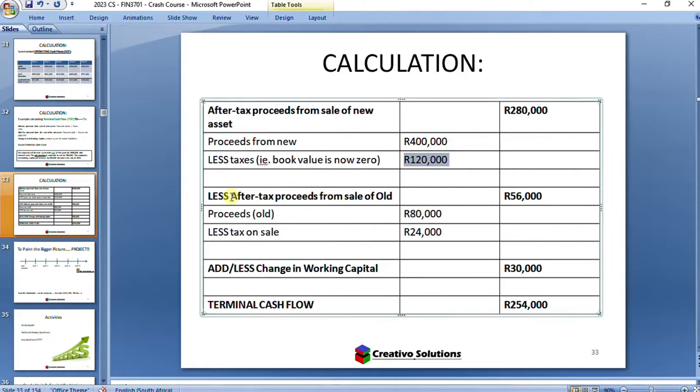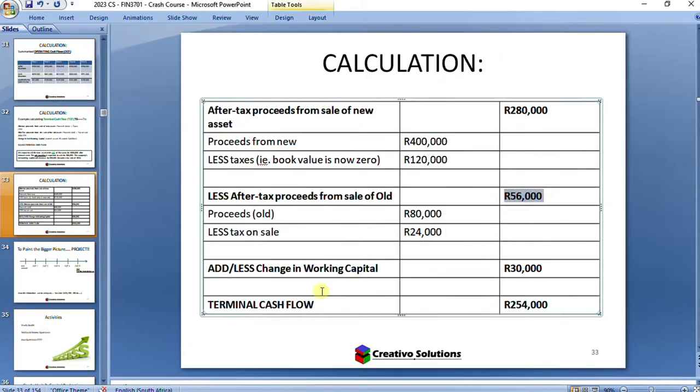And then that old asset that I had sold, or that I'm going to sell, or that I'm going to replace, we still need to consider this at the end of the life as well, because it could potentially be a cost that I need to build into the calculation. So that asset has 80 and 24, and then you get the 56.